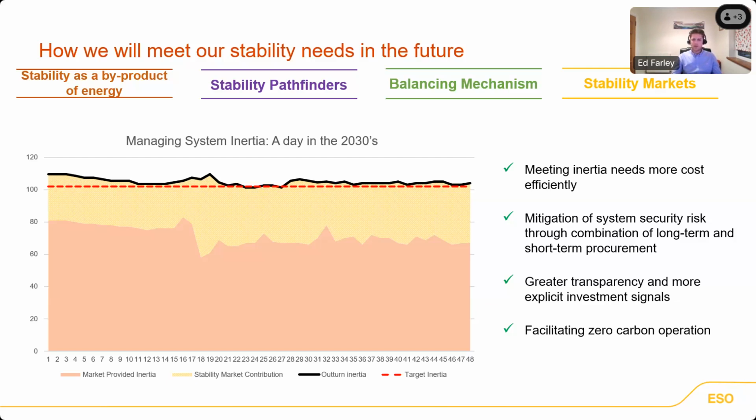And we definitely see the long-term, mid-term and short-term markets all working in parallel together. We don't see this as a silver bullet and a one market fits all. We think that the blend of long-term procurement, medium-term procurement of existing assets, and short-term procurement to refine that close to real time is the optimal solution. And the four key benefits that I've listed on the right-hand side are things that we think this will achieve: cost efficiency, greater mitigation of system security risk, better transparency and more explicit investment signals for the market, and also to hopefully facilitate more operation of the system at zero carbon.